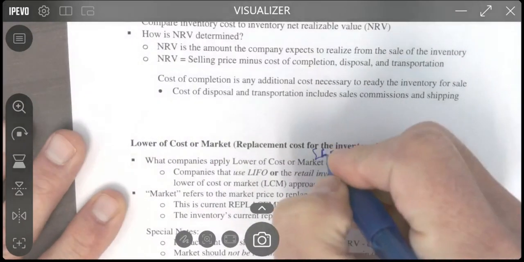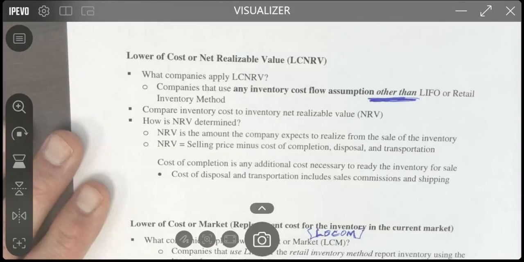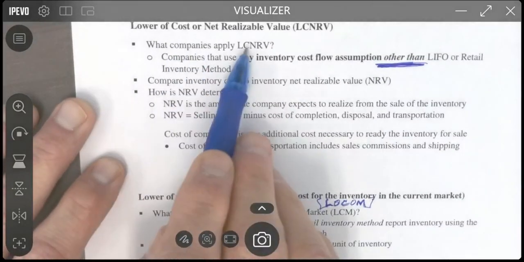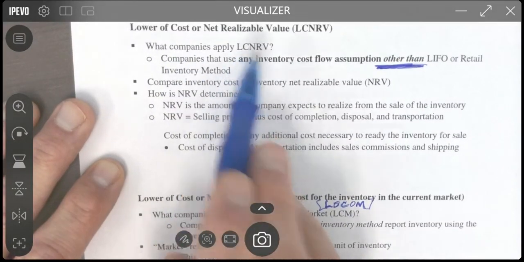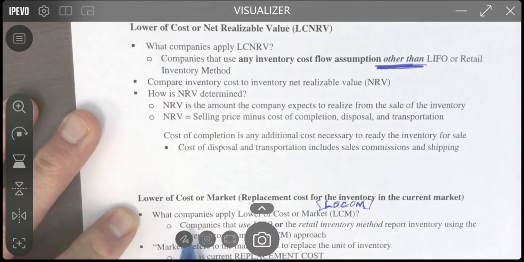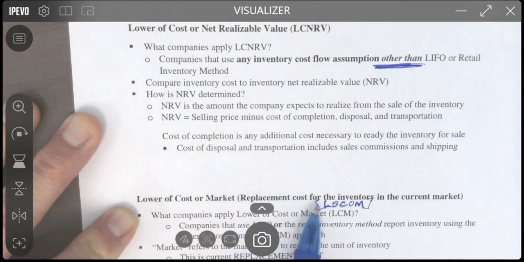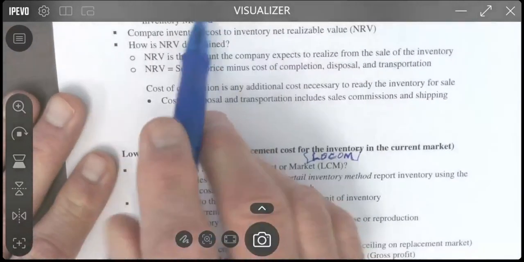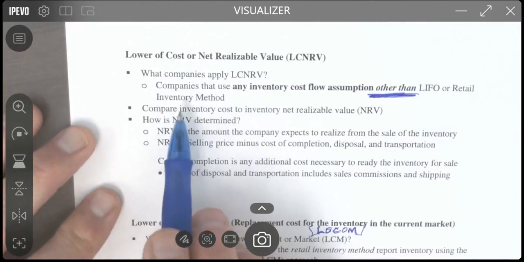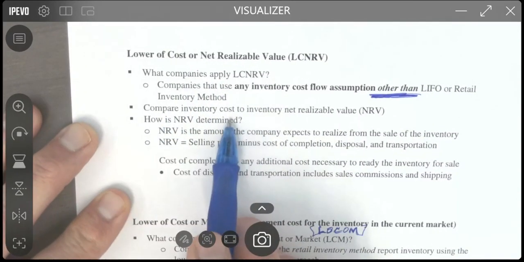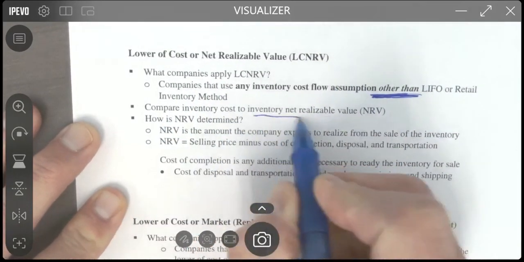All right. Let's see a few other questions about that. So that's what companies apply lower of cost or net realizable value, as opposed to what companies apply lower of cost or market. So what we're seeing here is the difference between market and net realizable value. Let's learn a little more about that. Lower of cost or net realizable value, we compare the inventory cost to the inventory net realizable value.